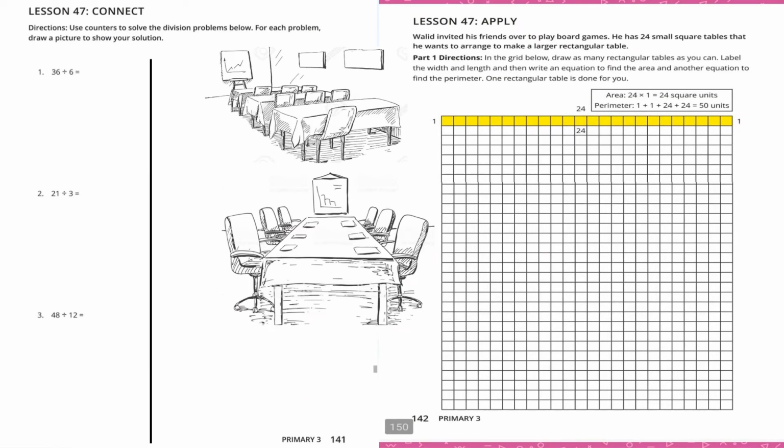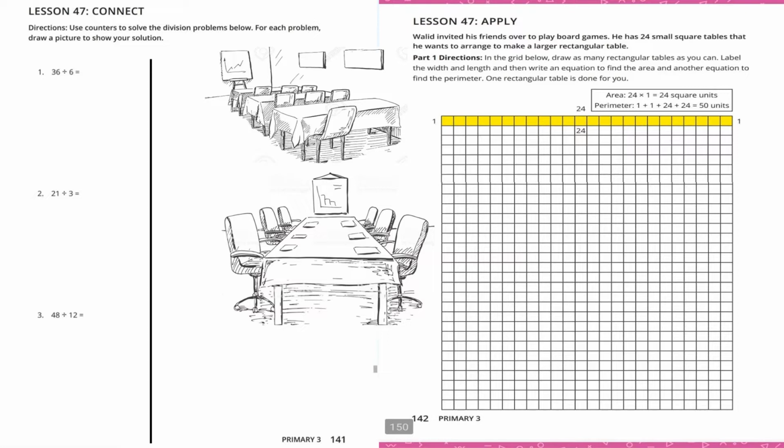Lesson 74, the connect part. We have here 3 division problems. We want to find the quotient. First, in division, we know that the first number is called the dividend.